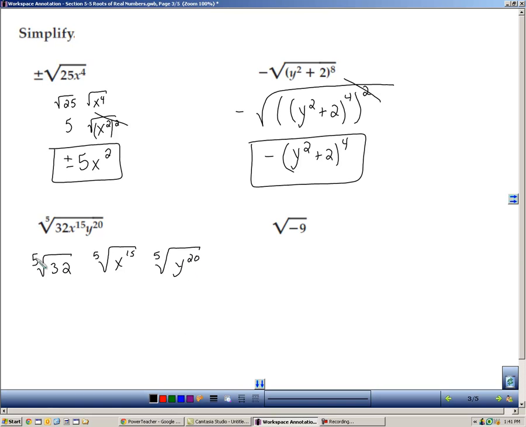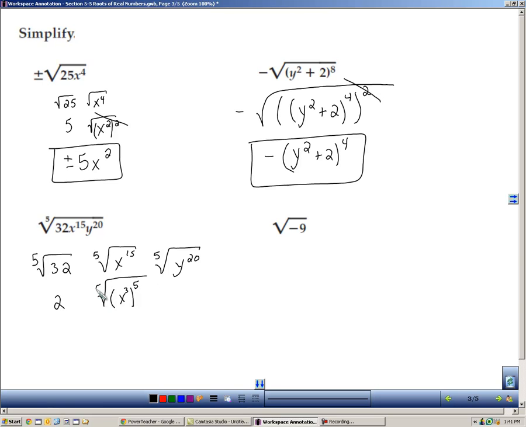Well, what number to the 5th power is 32? The answer is a 2. Here, if we can get some exponent with a 5, then we can cancel the 5th root. Well, how can I get a 5 when I have a 15? I take a cube. So x to the 3rd to the 5th, you would multiply those.